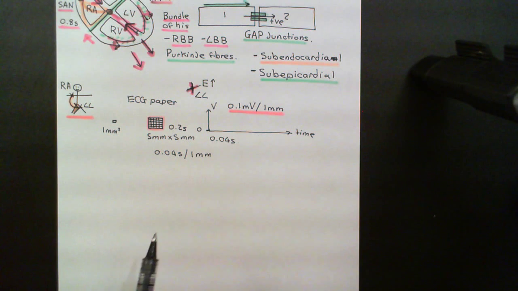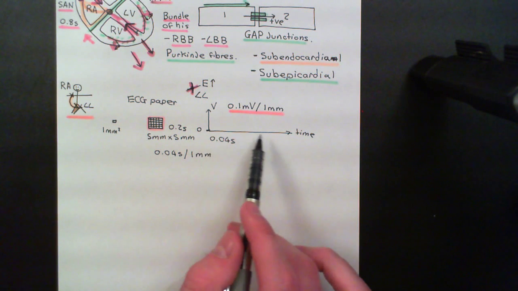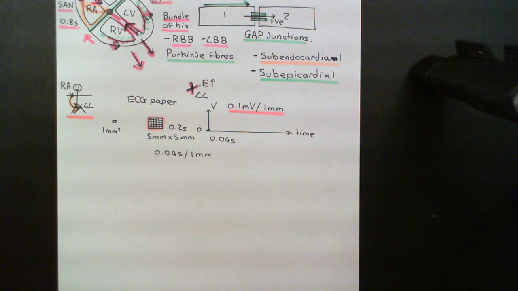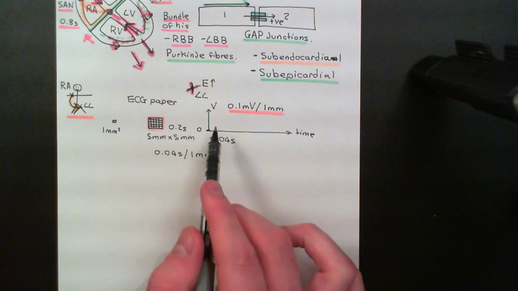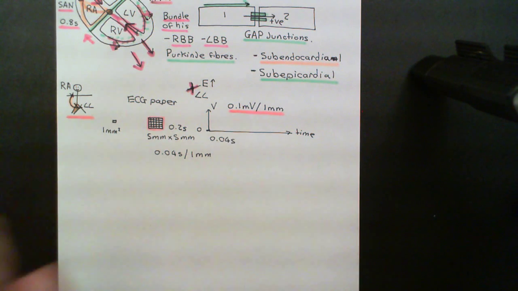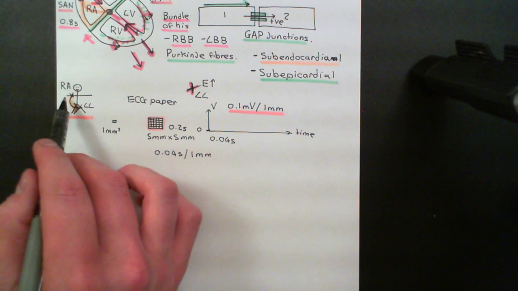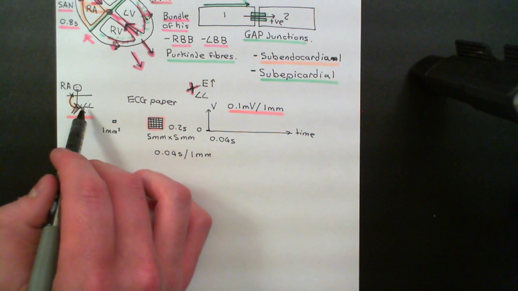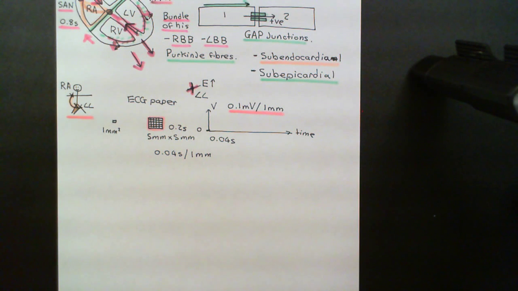Okay, so every 1mm vertically represents 0.1 millivolts in electrical potential difference across the 2 electrodes, and 1mm horizontally represents 0.04 seconds. Okay, so we can now plot a graph on here of what the electrical potential difference between the electrode on the right arm and the electrode on the left leg is going to do over time. And what we will get is an ECG pattern. Right, so that's all of the basic setup.